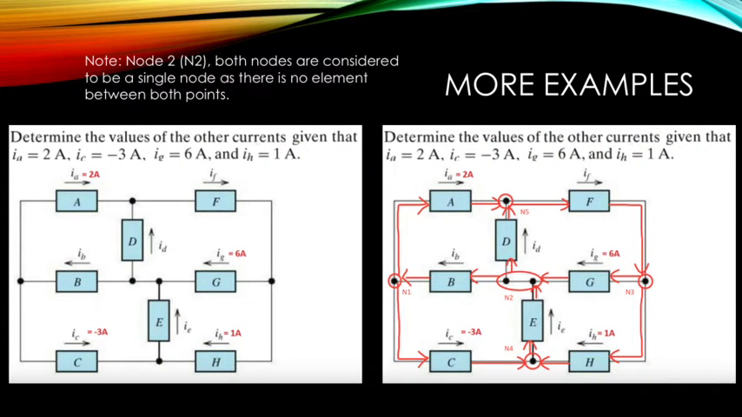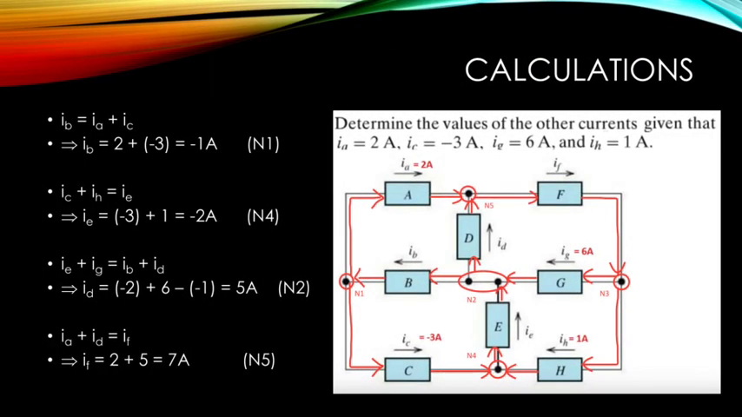Here is a slightly more difficult example. It is asking us to determine the values of the other currents, given that IA is equal to 2 amps, IC is equal to negative 3 amps, IG is equal to 6 amps, and IH is equal to 1 amp.